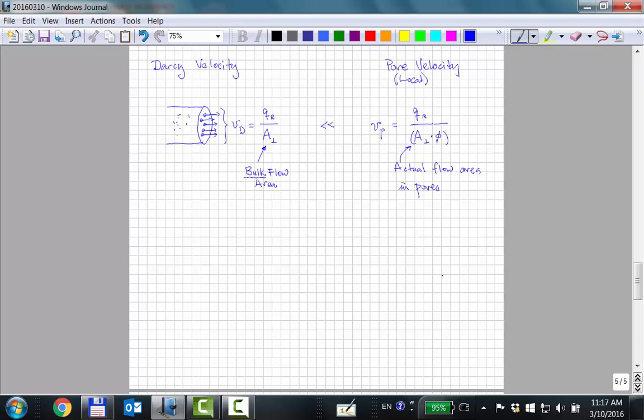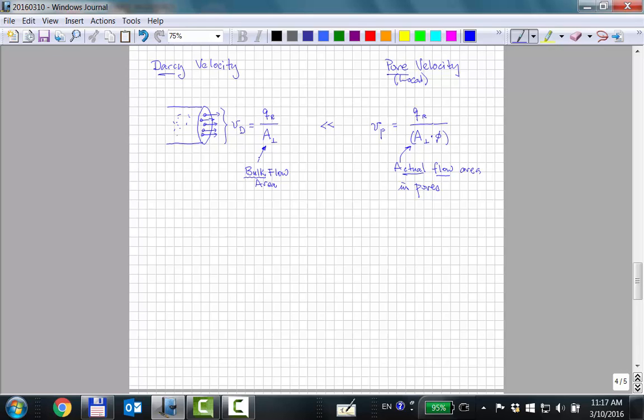I should have made a comment when we started. There's this velocity that we talk about in Darcy's equation that is not a physical velocity that the oil is moving at. Okay, it's sometimes an important differentiation.